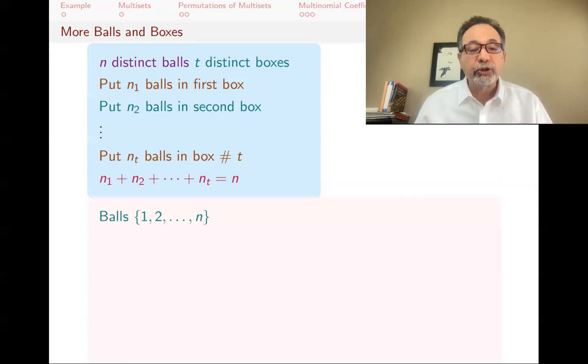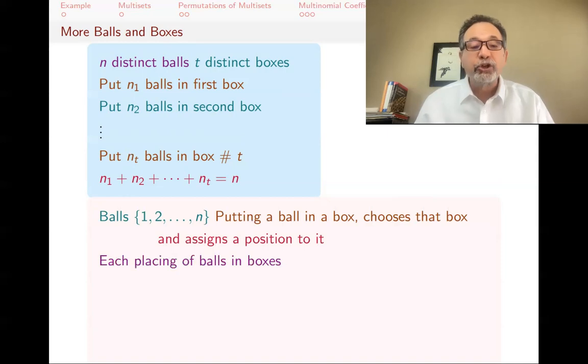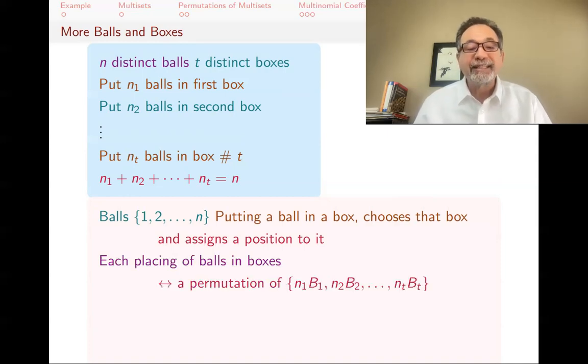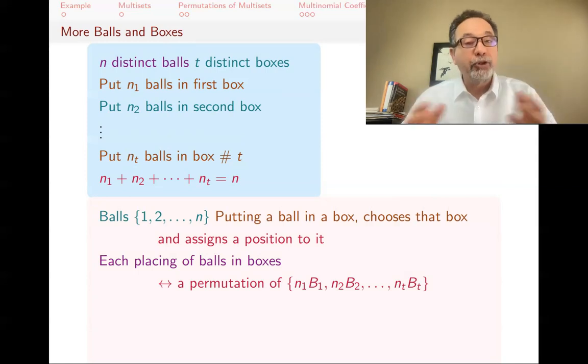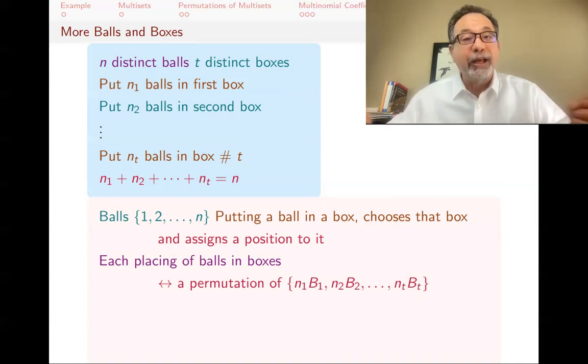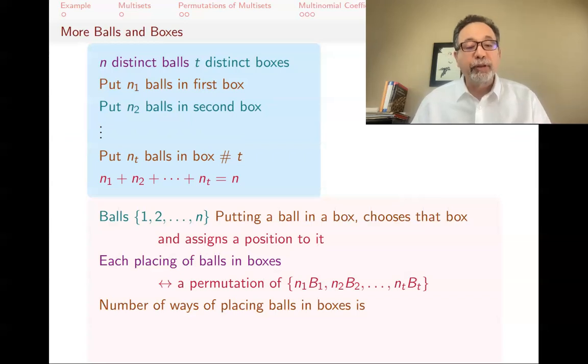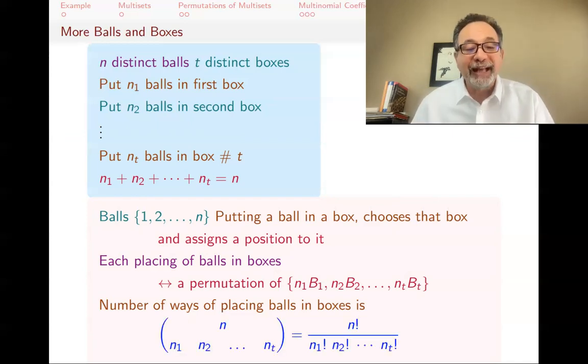So the balls are going to be 1 through N. Putting a ball in a box, again, chooses that box and assigns a position to it. So again, each placing of balls in boxes is the same as a permutation of a multiset. When I say an N permutation, that means I'm permuting everything. I'm not just picking and choosing. This multiset has N1 B1s, N2 B2s, and NT BTs. And as we saw, the number of ways of placing balls in the boxes is the same as the number of permutations of that, and that's N choose N1, N2 through NT, N factorial over N1 factorial, N2 factorial to NT factorial.